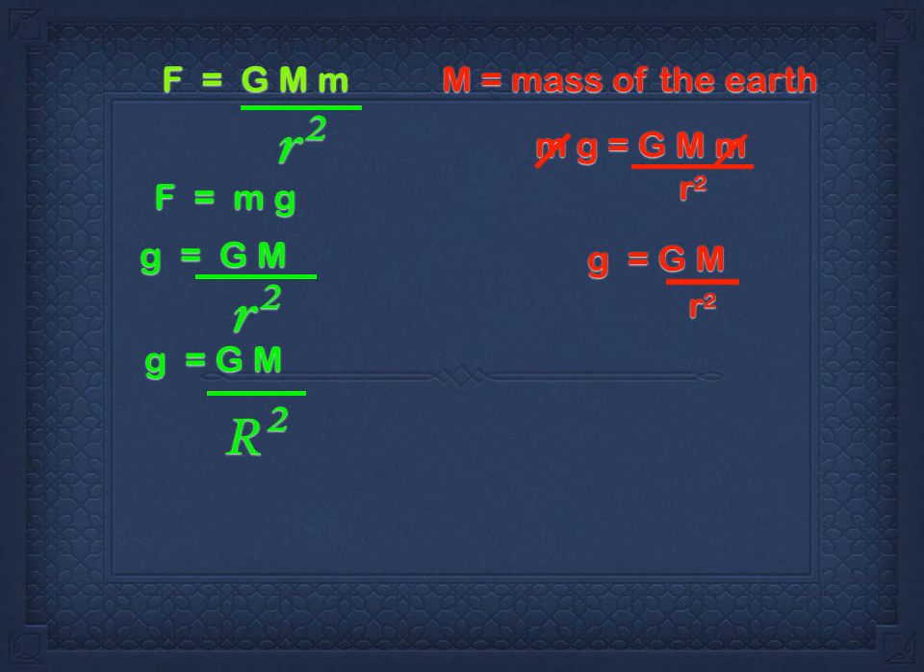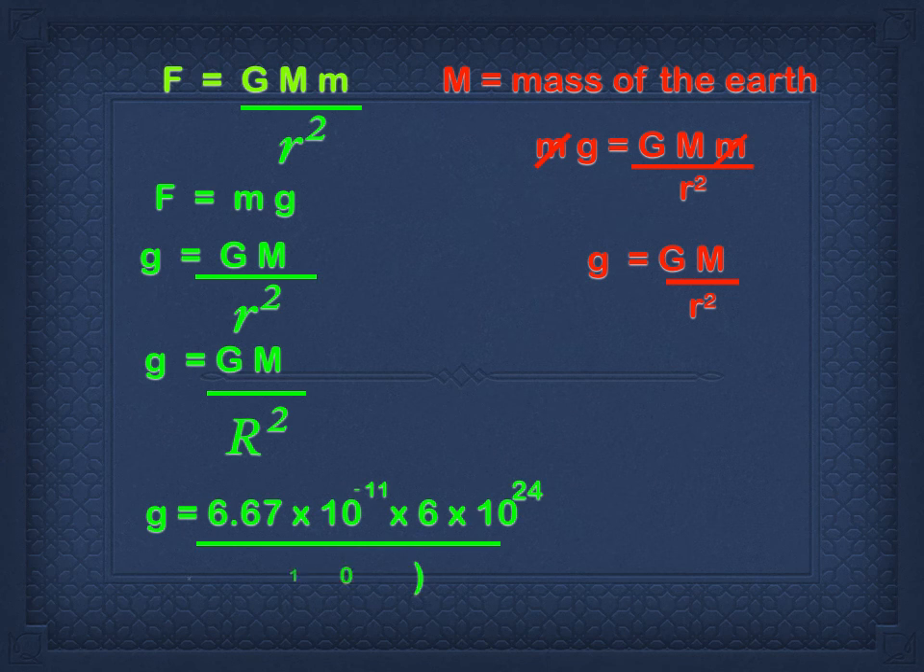Now, we know that the unit of g in SI unit is meter per second square. The mass of the Earth is 6.6 multiplied by 10 raised to 24 kg, and the radius of the Earth is 6.4 multiplied by 10 raised to 6 meter. So, we substitute the values in the equation, and the value that we get for g is 9.77 meter per second square.